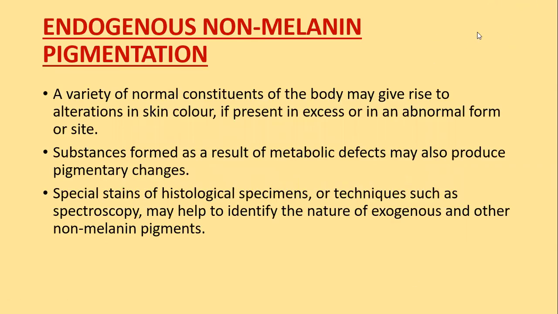So the first is the endogenous non-melanin pigmentation. A variety of normal constituents of the body may give rise to alteration in skin color if present in excess or in abnormal forms or sites. These substances are formed as a result of metabolic defects and that can produce the pigmentary changes. Special stains of histological specimens or techniques, such as spectroscopy, may help to identify the nature of exogenous and other non-melanin pigments in the skin.